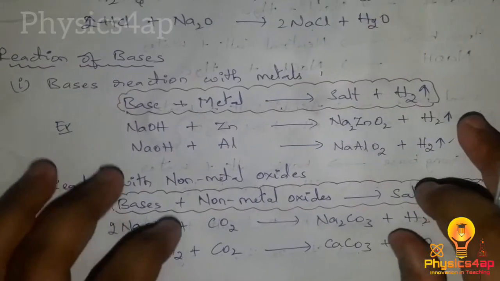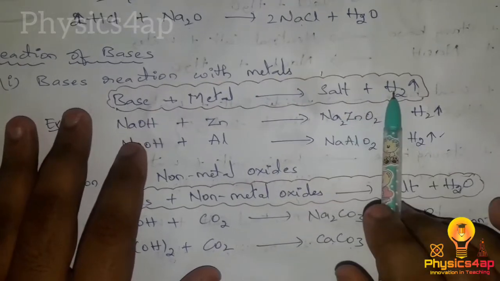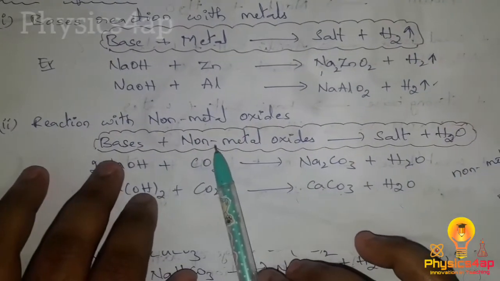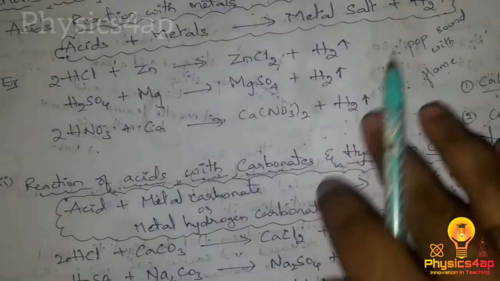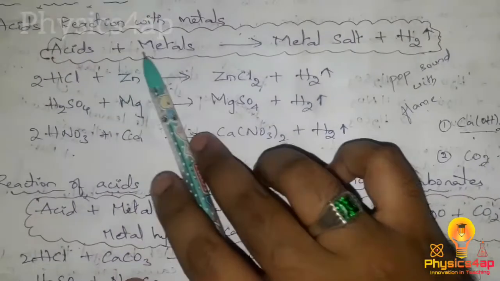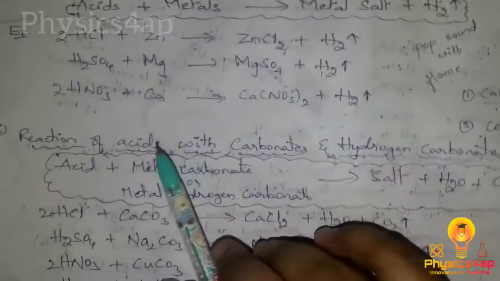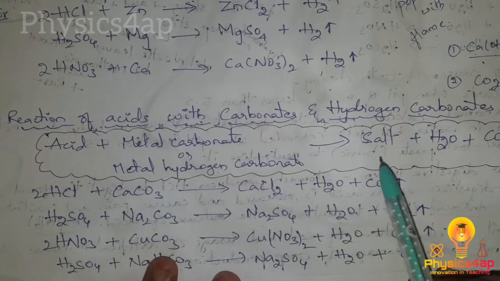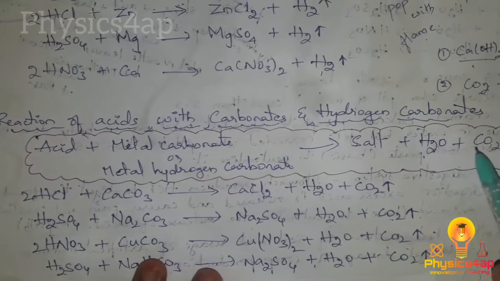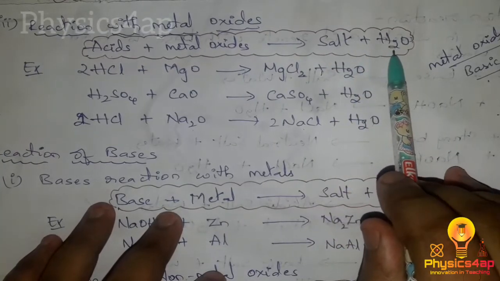So we have two chemical properties of the bases: when bases react with metals we get hydrogen gas, and when bases react with non-metal oxides we get salt and water. And coming to the chemical properties of acids: when acids react with metals we get salt plus hydrogen gas, when acids react with metal carbonates or metal hydrogen carbonates we get salt plus water plus carbon dioxide, and when acids react with metal oxides we get salt and water.